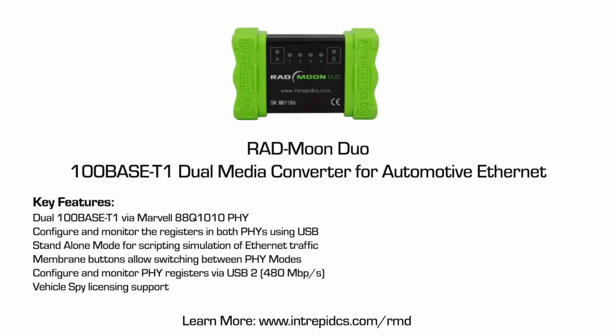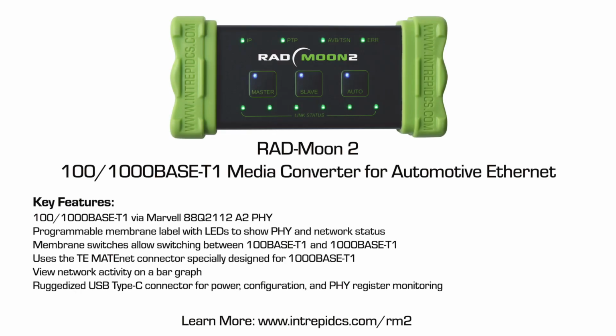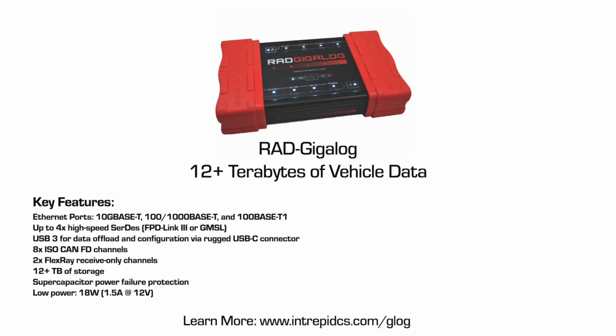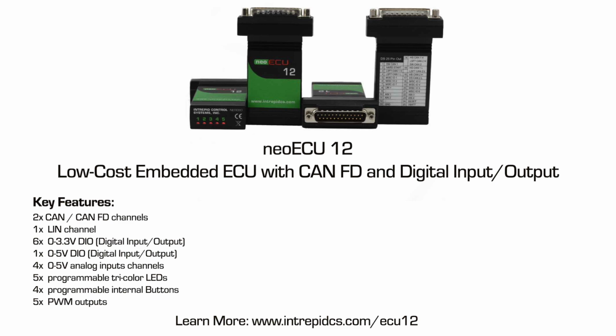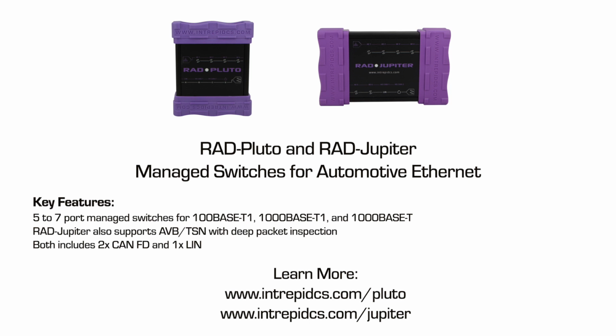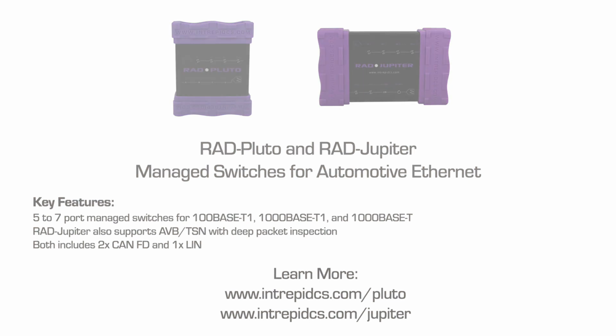The new release also supports RAD-Moon Duo 100BASE-T1 media converter, RAD-Moon 2 affordable 100BASE or 1000BASE-T1 media converter, and RAD-Gigalog, which records multiple gigabit data streams and stores up to 12 plus terabytes of data. It can record streams from 100BASE-T1, gigabit Ethernet, 10 gigabit Ethernet, and GMSL or FPD-Link 3 cameras. Also supported are the Neo ECU12 low-cost embedded ECU with CAN-FD and digital input or output channels, and RAD-Pluto and RAD-Jupiter 100 and 1000BASE-T1 automotive Ethernet switches.